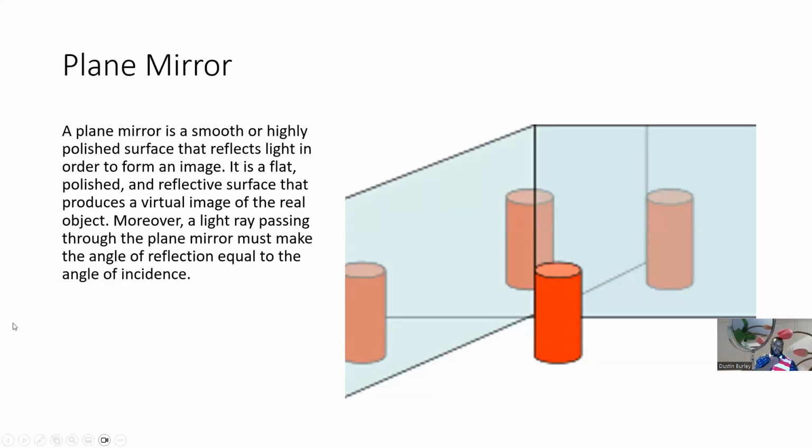A plane mirror. And make sure when you are doing notes, remember I told you, use the title and just summarize the paragraphs. Don't write the whole thing.